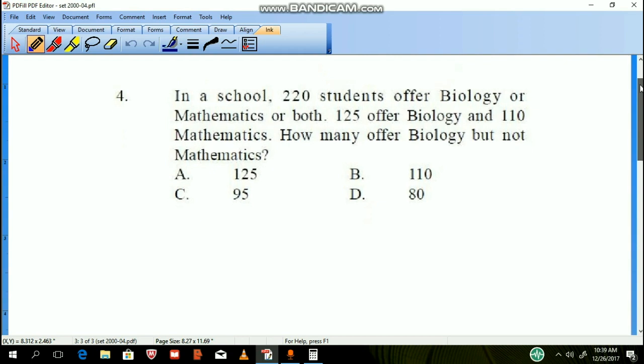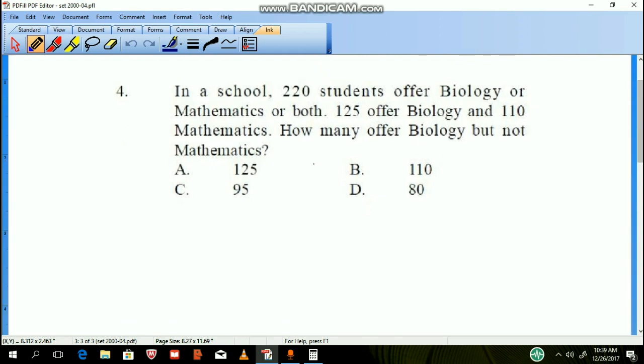Now we're told in a school, 220 students offer biology or mathematics or both. 125 offer biology and 110 offer mathematics. How many offer biology but not mathematics? That's very much like saying how many offer biology only. So let's draw the Venn diagram for this to be able to see it more visually.